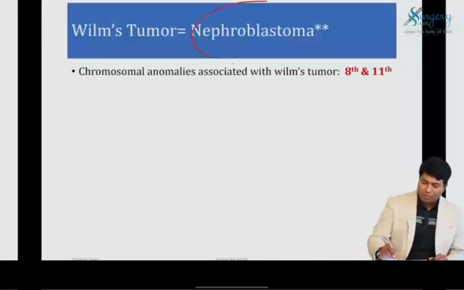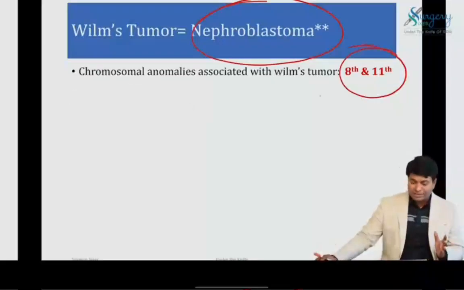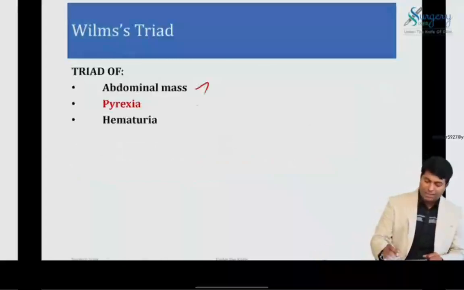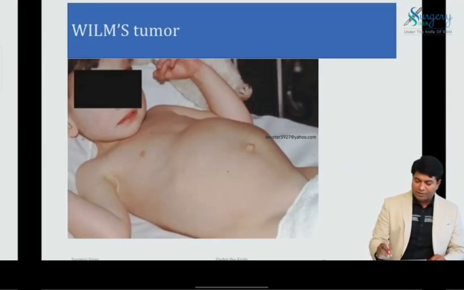Wilms tumor is also known as nephroblastoma. Common age is 1 to 5 years, with chromosome mutation 8 and 11. Okay, so the Wilms tumor triad: mass, pyrexia, hematuria. So it is both chemosensitive and radiosensitive. You can see such a huge tumor.